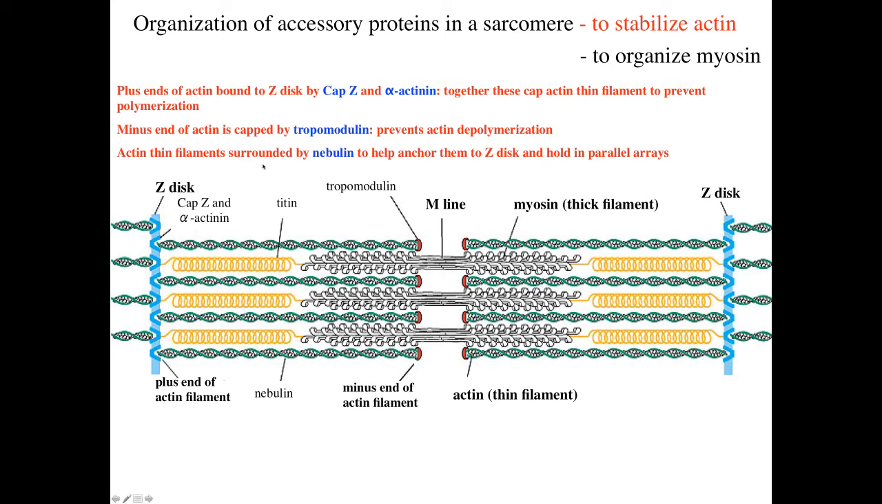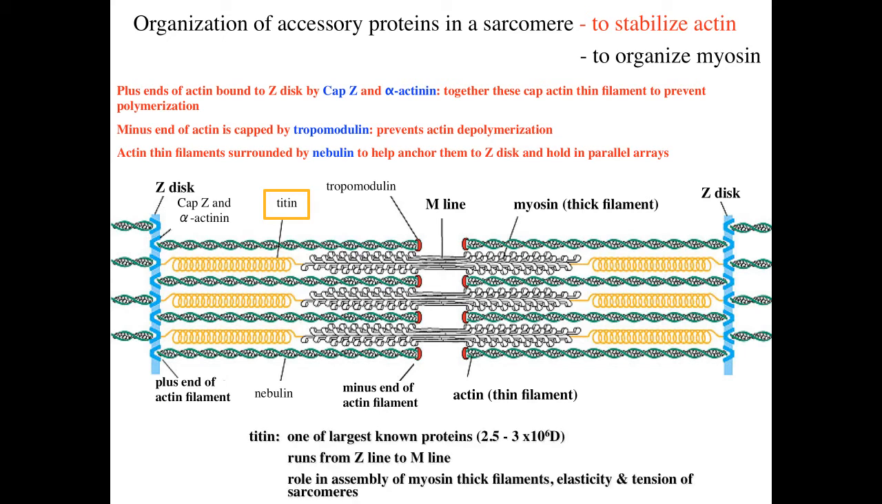Actin filaments are also surrounded by molecules called nebulin, and that's what's shown here, these nebulin molecules surrounding the actin filaments. That helps to anchor them to the Z disc, and it also helps to hold them into parallel arrays at the Z disc. And then finally, there's a protein called titin, and the artist has drawn that specifically here to almost look like a spring.